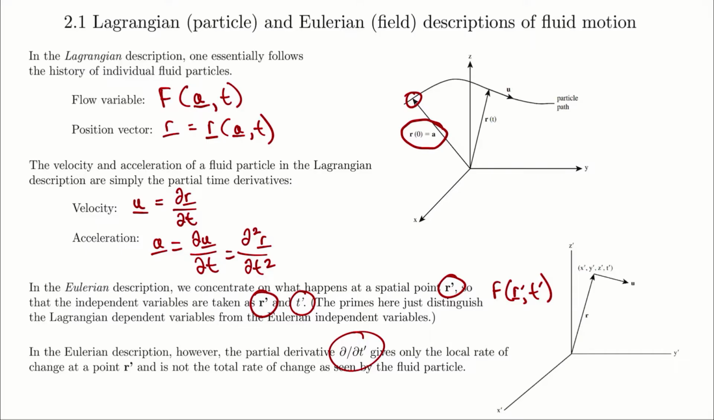Okay, so now what we're going to look at is how you actually write the derivatives in the Eulerian description so that they can give you the total rate of change. And a note just here before we do that, I think it's important to point out that Eulerian is the one that we most commonly use.